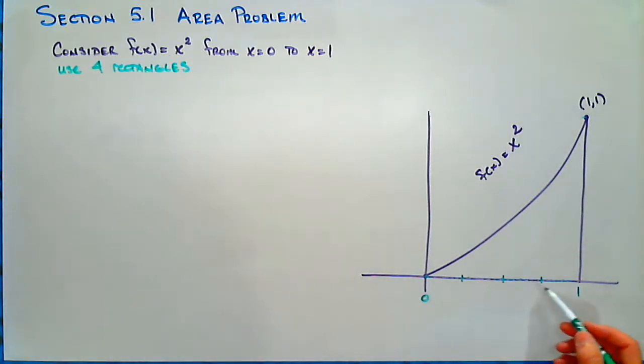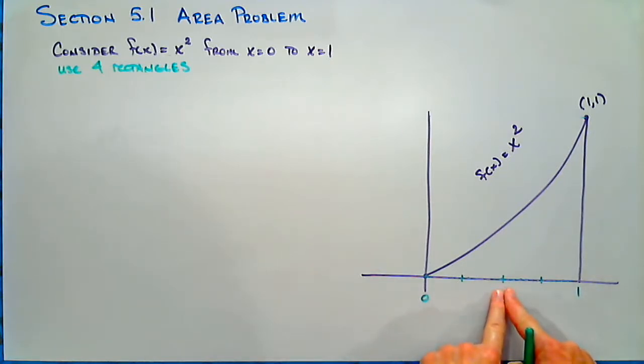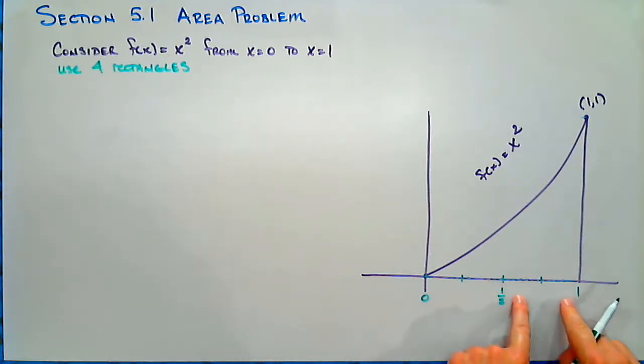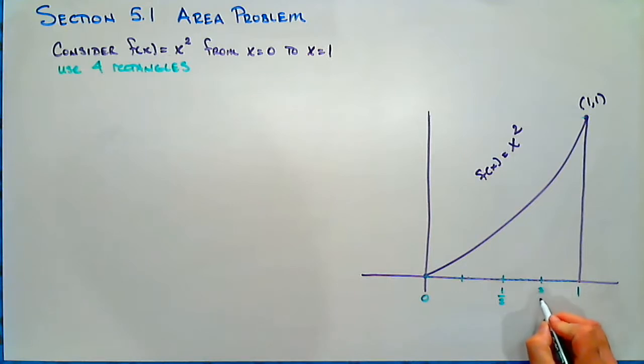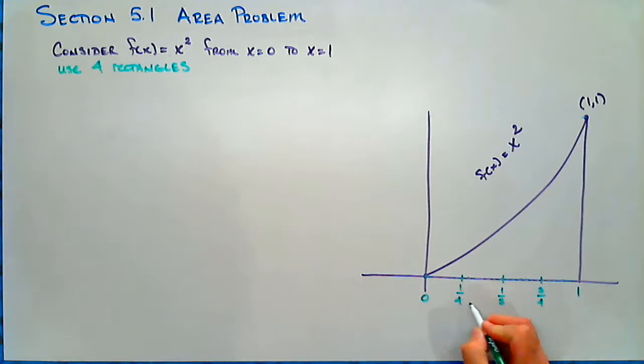So when you see me make these hash marks, what have I done? Well, I bisected this. We all know where that lives. That lives at a half. Then I bisected this piece, and that's going to be 3/4. And then I bisected this piece, and that's going to be 1/4. Okay.